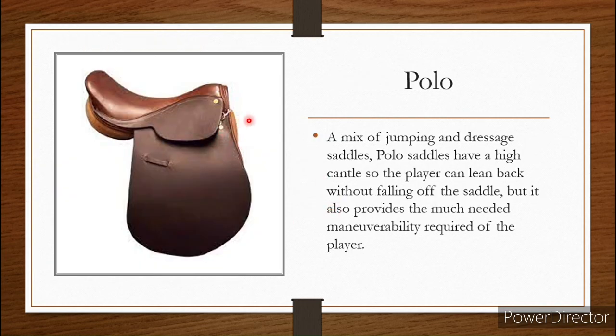Polo saddles. It's kind of a mix of jumping and dressage. It has a very high cantle so the player can lean back without falling off the back of the horse, and it provides a lot of maneuverability because there's not a lot going on in the saddle. There's not even knee flaps, so you could really get forward if you need to play polo.